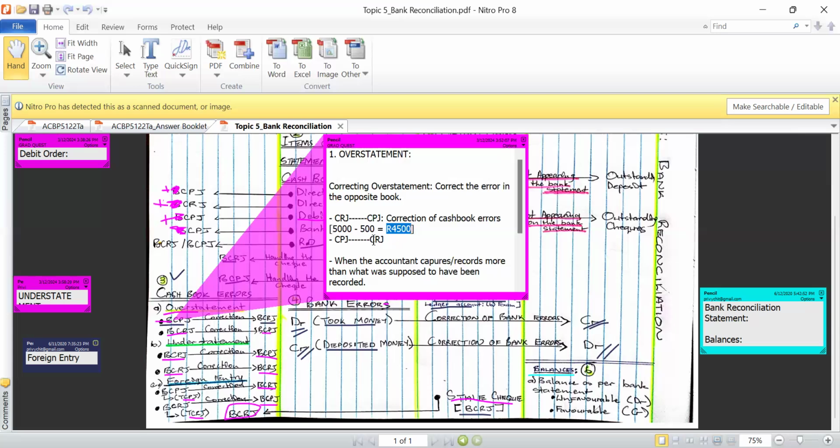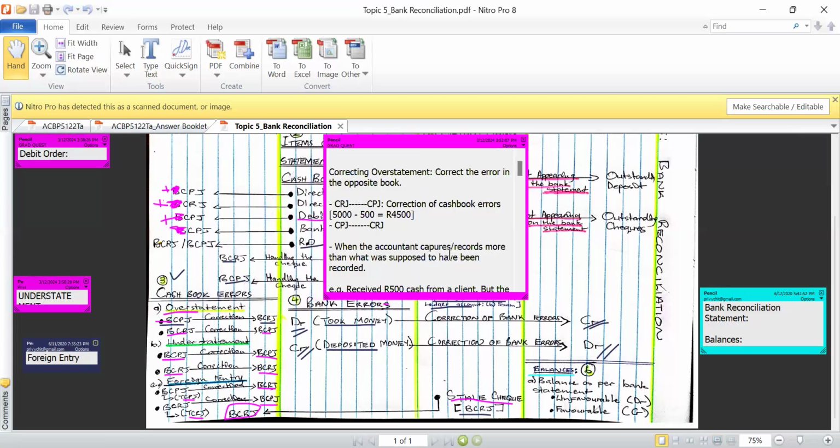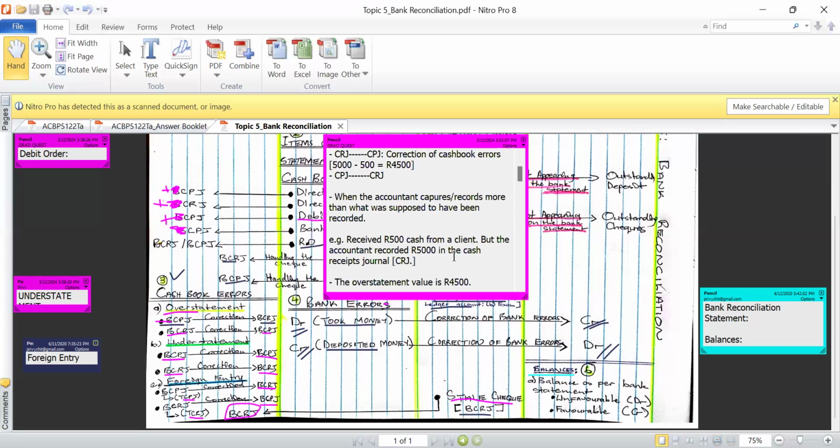In the cash book receipts journal. Because actually the error took place where? In the cash book payment journal. So when you do the correction, you'll be recording it in the opposite of the cash book payment, which is the cash receipts journal. And you record the difference, which is the 500 rands. Does it make sense? So basically, if you're paying something, you record it in the CPJ. But if it's an error, you put the correction in the CRJ. Yes, if it's an error where you recorded more than what you paid.